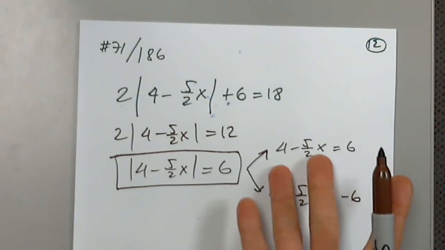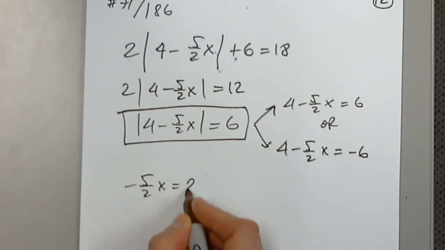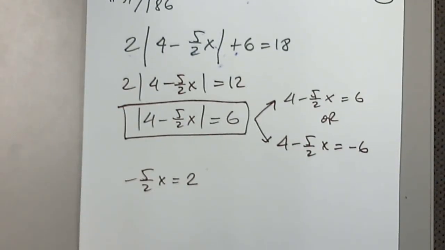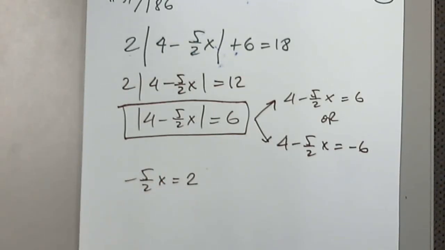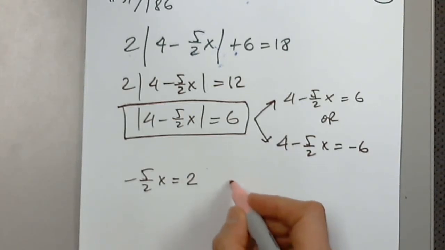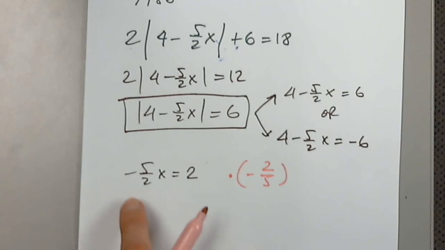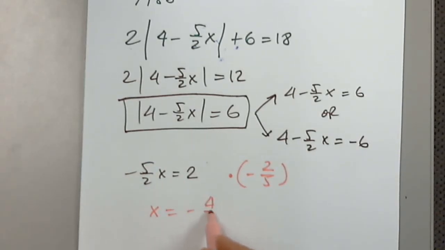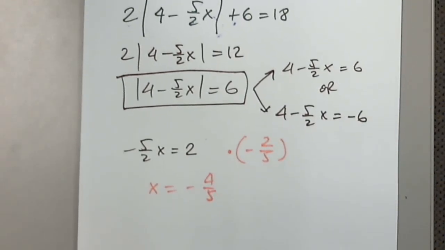Good. So I have to solve this. I will subtract 4. -5 halves x equals 2. And then I will have to eliminate this. How do I eliminate this fraction? What do I have to do to both sides of the equation to eliminate -5 halves? Multiply by -2/5. Right? -5/2 times -2/5 will be 1. So x equals -4/5. Are you with me, everyone?